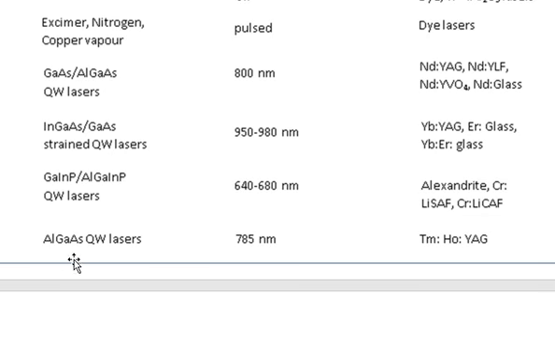The next and the last one is aluminium gallium arsenide quantum well lasers operating at 785 nanometer. It is used to pump the Tm:Ho:YAG laser, which is the thulium holmium YAG laser.